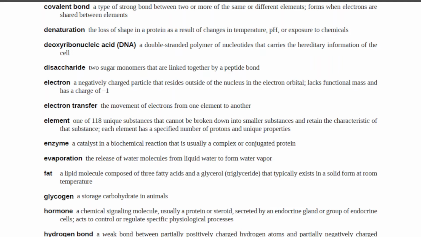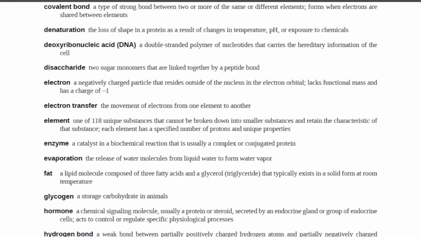Disaccharide, two sugar monomers that are linked together by a peptide bond. Electron, a negatively charged particle that resides outside of the nucleus in the electron orbital, lacks functional mass and has a charge of -1. Electron transfer, the movement of electrons from one element to another. Element, one of 118 unique substances that cannot be broken down into smaller substances and retain the characteristics of that substance. Each element has a specific number of protons and unique properties.